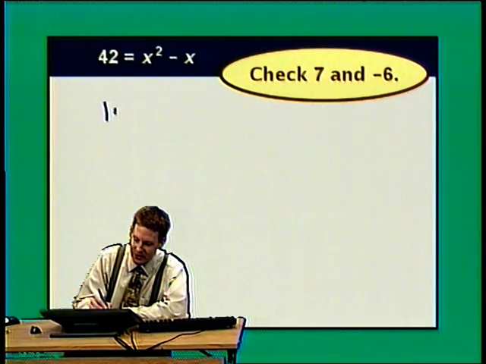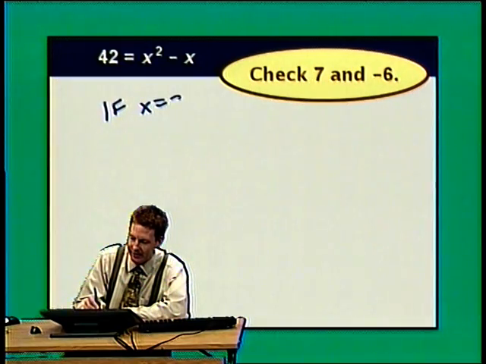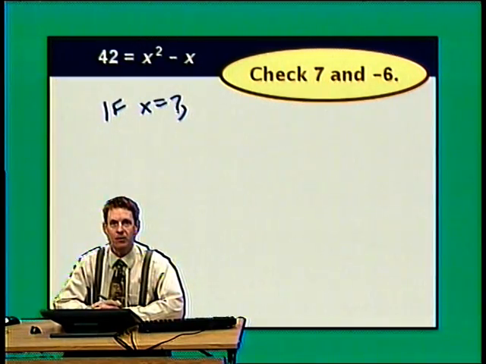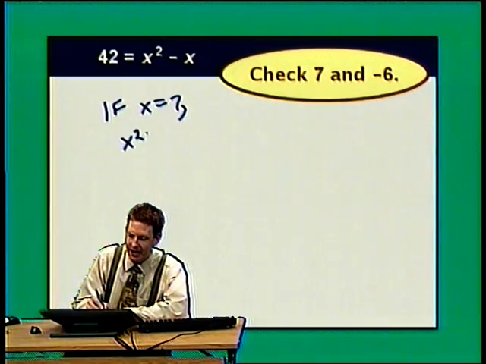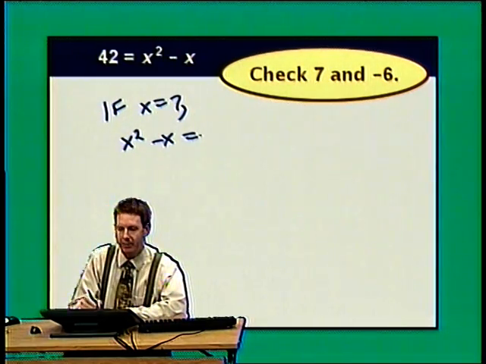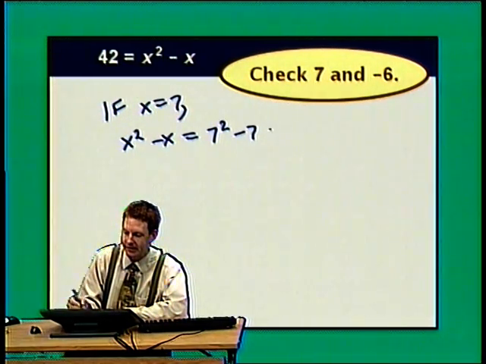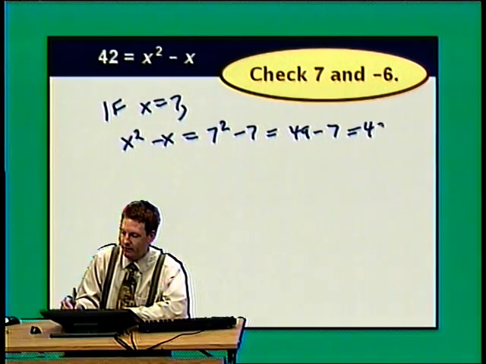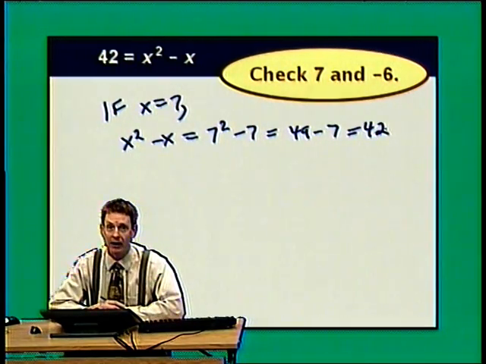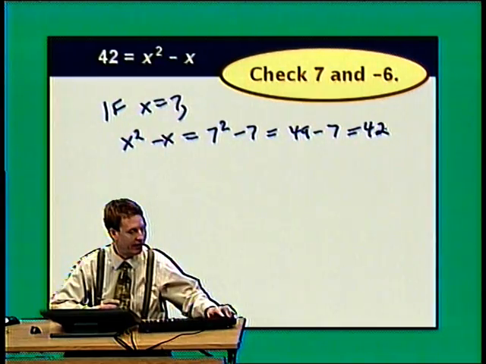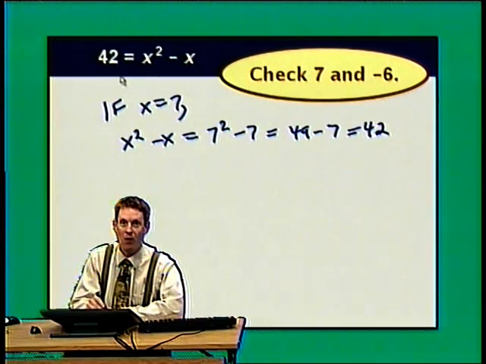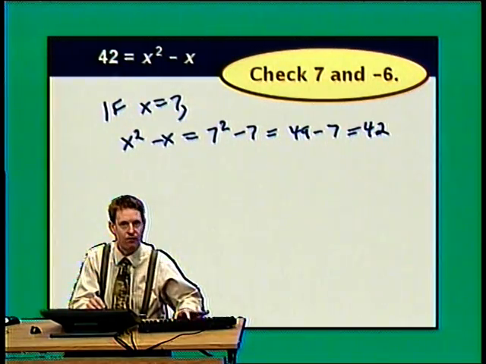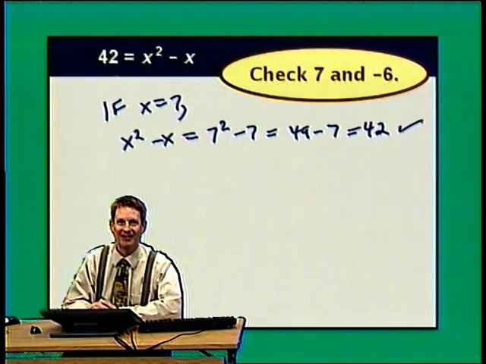So let's check what happens when x is 7. The variable side of my equation, which is x squared minus x, becomes 7 squared minus 7, which is 49 minus 7, which is 42. Now, I'm not going to just put a little check there. I am going to go and make sure that that's what I wanted the variable side to equal, and it is. I want the variable side to equal 42. Now, I can put a little check there.